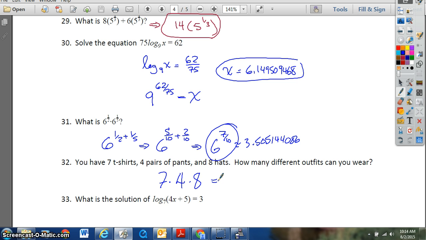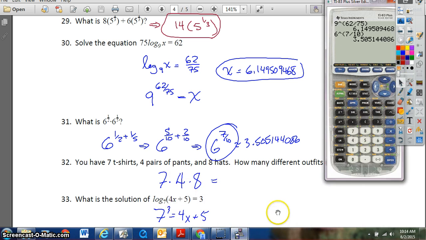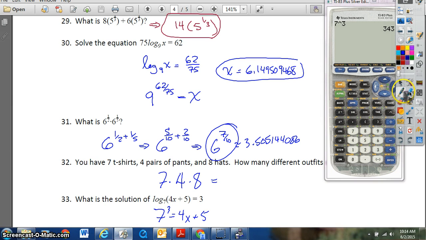What is the solution for this guy down here? This is 7 to the 3rd equals 4x plus 5. So 7 to the 3rd is a rather large number. So this is the one that you would probably want to have on Friday. Okay, but let's go ahead. 7 to the 3rd equals 343. So this is 343 equals 4x plus 5.